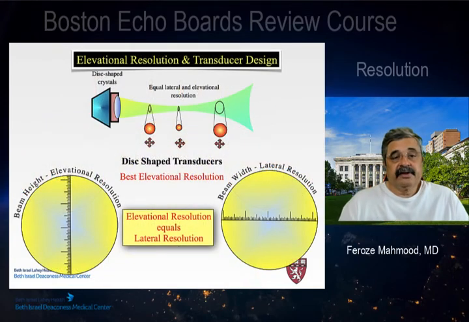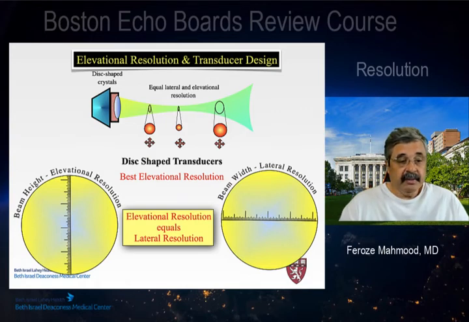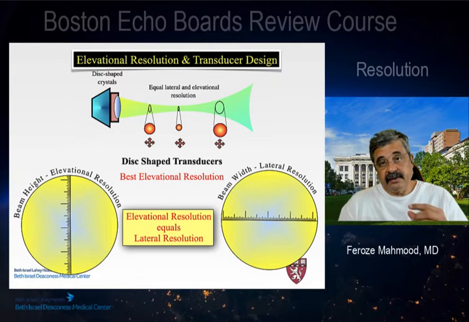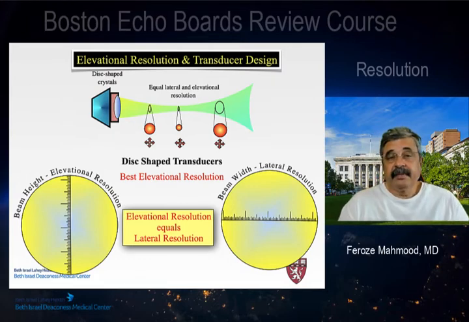The next is the elevational resolution. Normally, as we all know, the transducers are disc-shaped, and they are assumed to have no height or thickness to their beam. The beam, however, has some elevational resolution as well, which means there is a certain amount of thickness to the ultrasound beam when it propagates through the tissues.